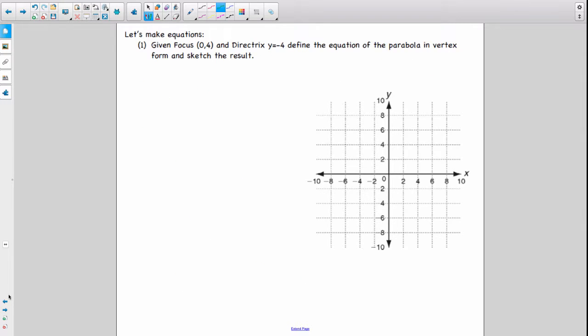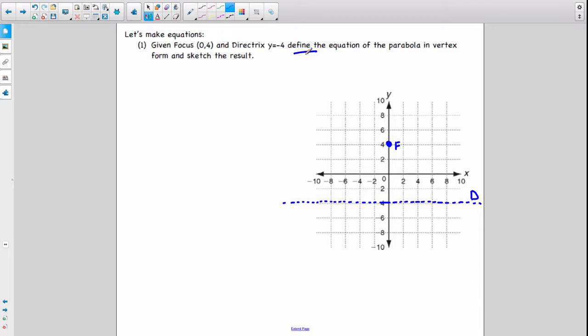Nice. Given a focus of (0, 4), we're just literally going to walk over to (0, 4) and make us a focus. Hocus pocus, look at my focus. Call that F for focus. Directrix, y equals negative 4. Now remember, it's always perpendicular to the axis of symmetry. It goes left to right, and this is my D, directrix.